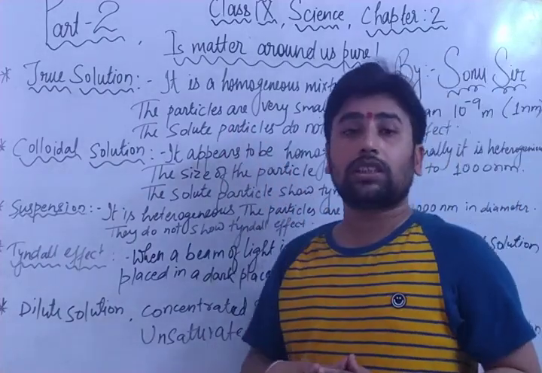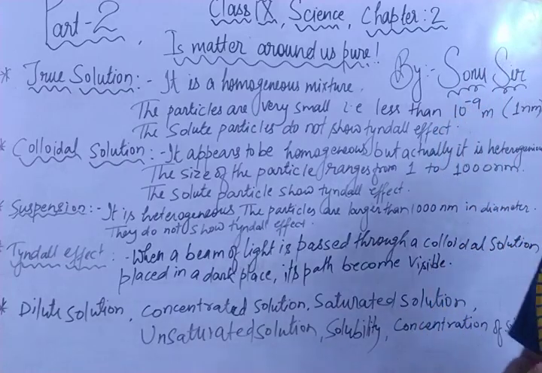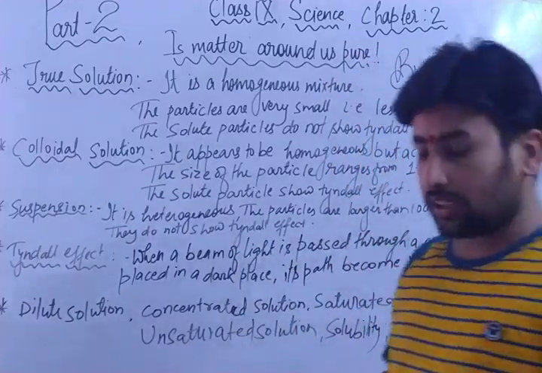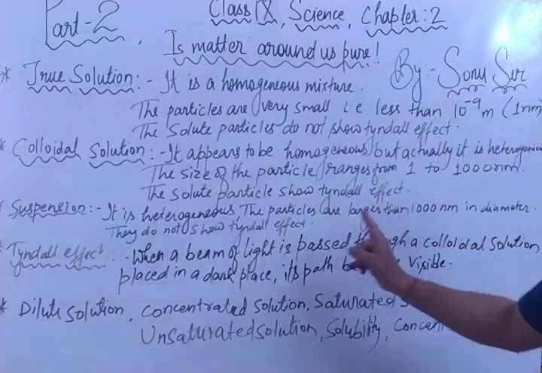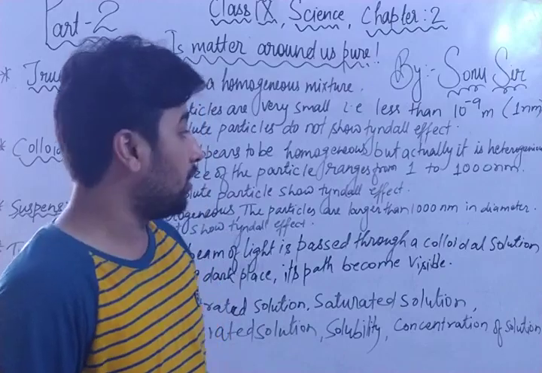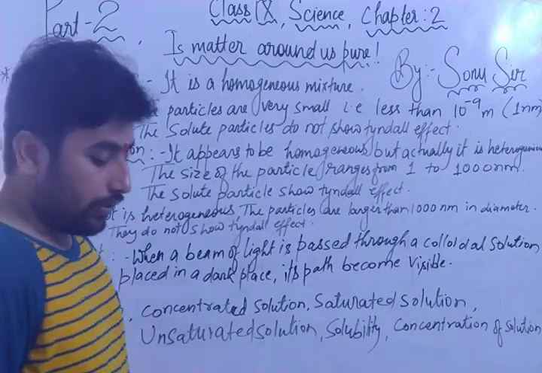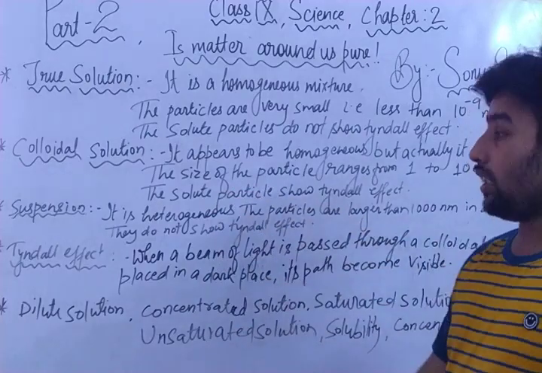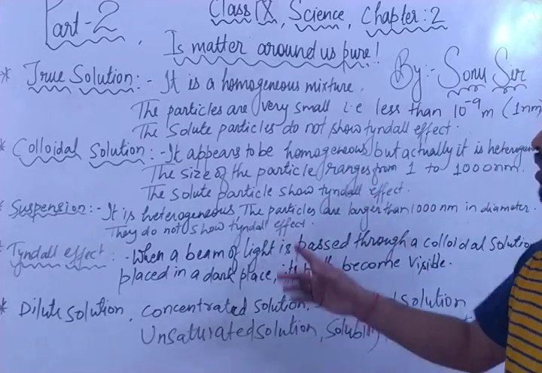This was the homogeneous mixture part, the true solution. Second is the heterogeneous mixture. The first part is colloidal solution. What do you understand by colloidal solution? Colloidal solution appears homogeneous, meaning it shows the property of a uniform ratio of solute and solvent, but actually it is not a homogeneous mixture, it is a heterogeneous mixture. The size of the particle ranges from 1 to 1000 nanometer. Here the true solution particle size is less than 1 nanometer, but the colloidal solution particle size is 1 to 1000 nanometer. The solute particles show Tyndall effect. So this was the first part of heterogeneous mixture, the colloidal solution. It is very small, ranging from 1 to 1000 nanometer, and its particles show Tyndall effect.